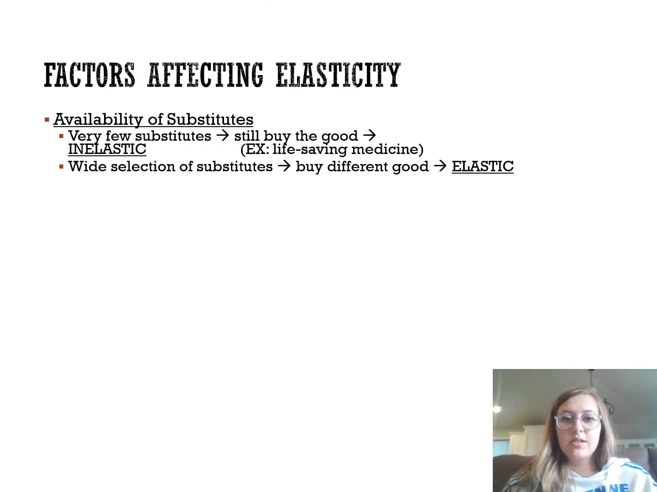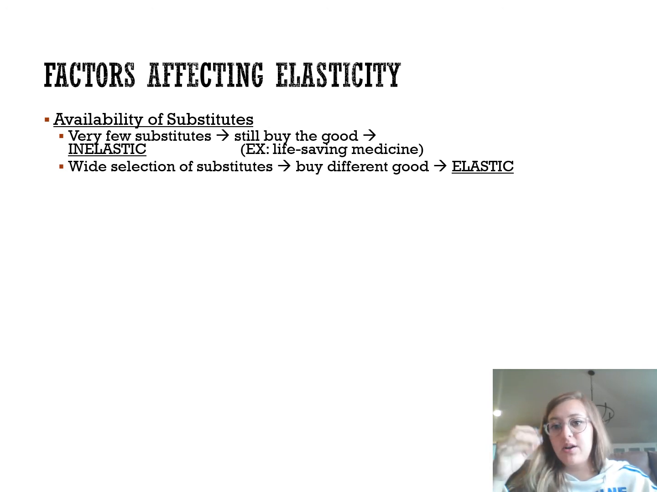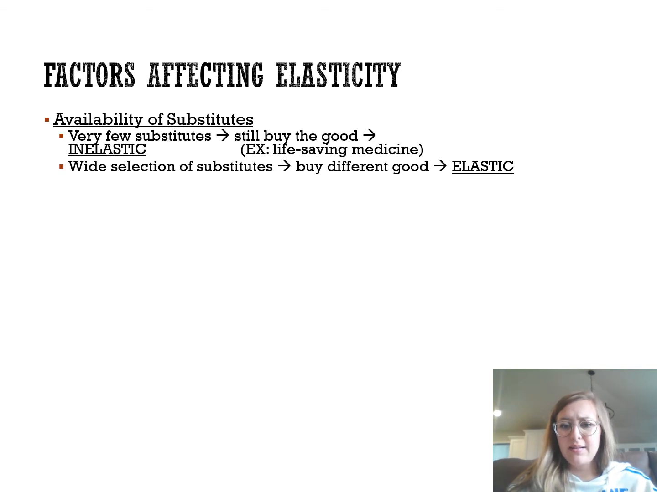So, some factors affecting elasticity. You have availability of substitutes. If there are very few substitutes for a good, you are likely to still buy that good, and therefore demand is inelastic. An example of one of these goods may be a life-saving medication like the EpiPen. If there's a wide selection of available substitutes, like there is, say, in the grocery store, you can just buy a different good, right? And so demand is elastic.